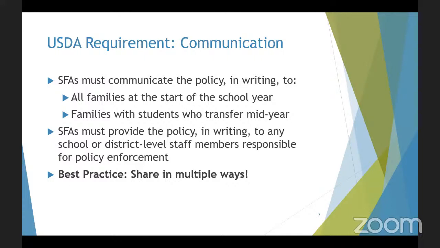SFAs are also required to provide the written meal charge policy to all school or SFA level staff members responsible for policy enforcement. This includes food service professionals responsible for collecting payment for meals at the point of service, staff involved in notifying families of low or negative balances, and staff who enforce any other aspects of the meal charge policy. USDA also recommends that social workers, nurses, homeless liaisons, and other school staff members assisting children in need are also informed of the policy.